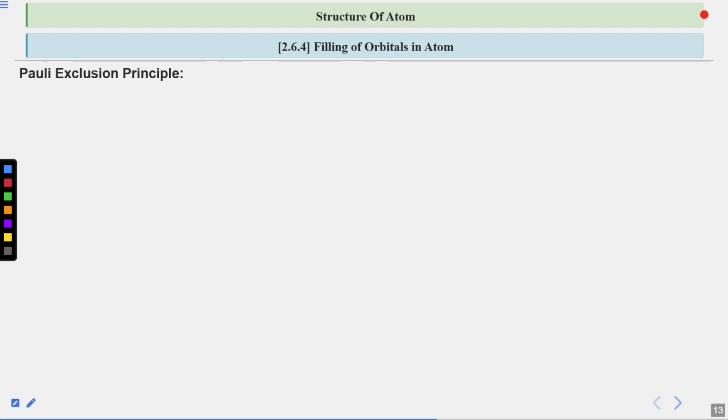Now let us move to the filling of electrons. We will try to understand each of these principles one by one. First is the Pauli exclusion principle. It says that no two electrons in an atom can have the same set of 4 quantum numbers. This is the point that was made by Pauli. Now what is the meaning of this? Let us try to understand this point.